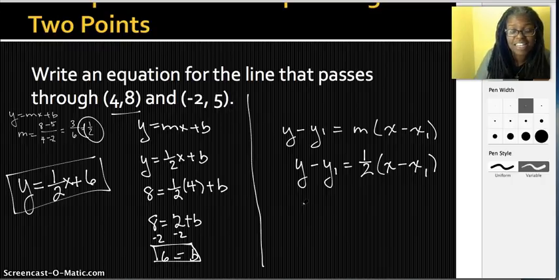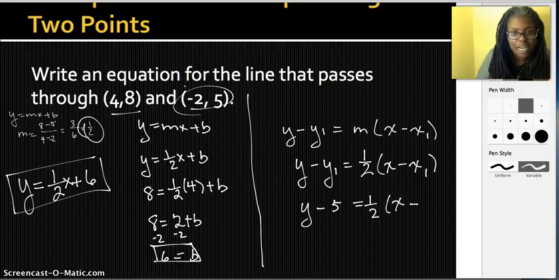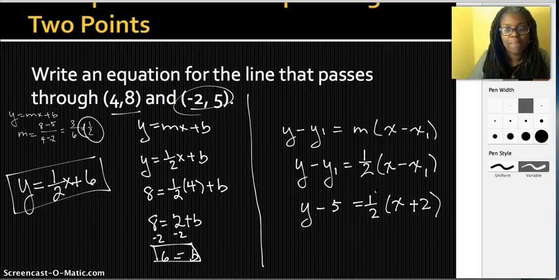That's why this is a neat formula, though most people don't like it very much because it's just not what we're used to. So what is the y term here? It's going to be 5. I'm going to use this point, by the way, just to be different. y minus 5 is equal to 1/2 times x minus -2, which is plus 2. And I can actually stop here, and both of these equations are exactly the same.